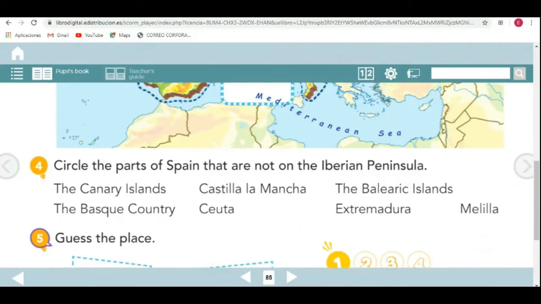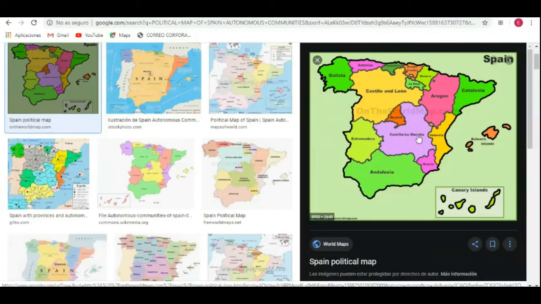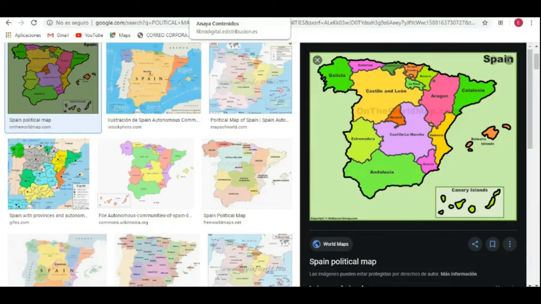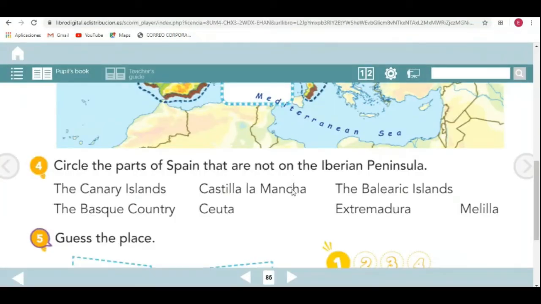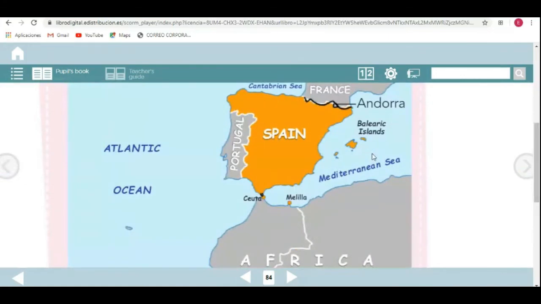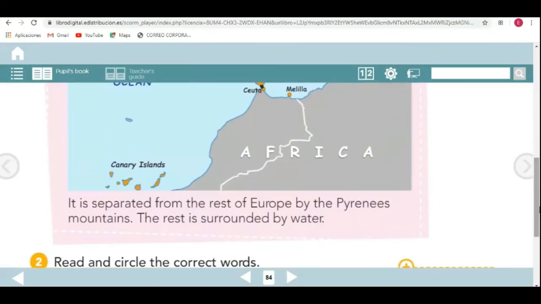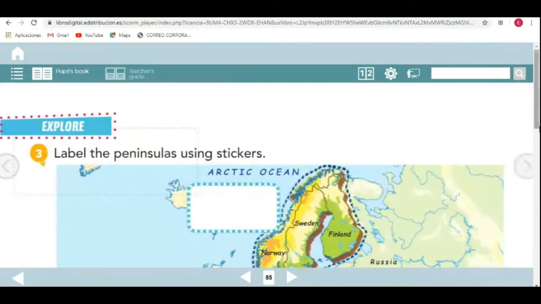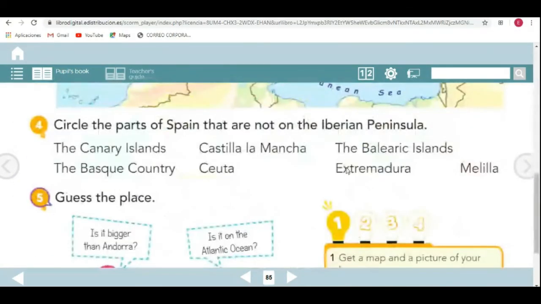Castilla-La Mancha is over here, formed by Guadalajara, Cuenca, Albacete, Toledo, and Ciudad Real. If you think that Castilla-La Mancha is on the Iberian Peninsula, don't circle. If you think that they are not, circle. The Balearic Islands are over here. If you think that the Balearic Islands form part of the Iberian Peninsula, do not circle. If you think that they are not part of the Iberian Peninsula, circle.